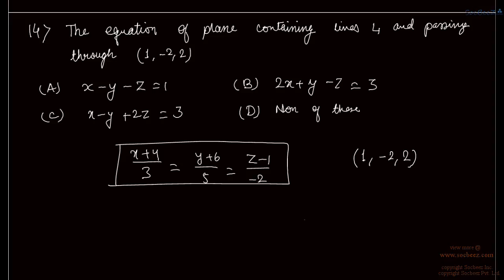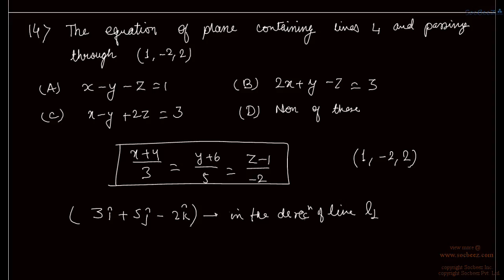For finding the equation of a plane, we have to find the direction ratio of the normal to the plane, or simply we can say we have to find the normal vector of the plane. One vector which is parallel to the line can be given by 3i plus 5j minus 2k, because 3, 5, minus 2 are direction ratios of the line. So this vector is in the direction of the line.